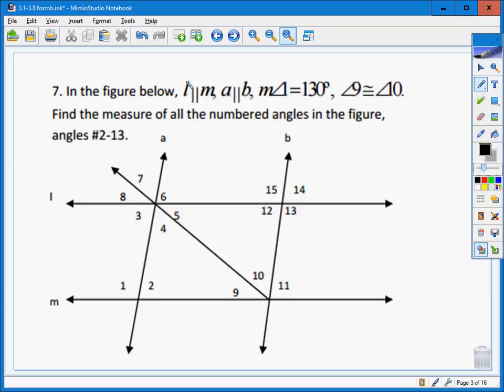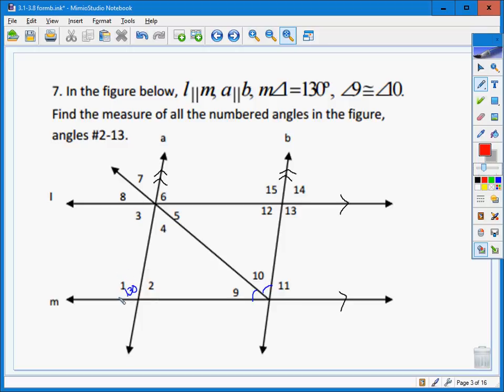When you get a problem like this, make sure that you mark which lines they've told you are parallel, because that helps you determine which angles can be equal to each other. So A is parallel to B and L is parallel to M. They told me that angle 1 was 130 degrees. And they told me that angle 9 and angle 10 were actually equal to each other. So I've marked those two as being equal. And I really would just encourage you, just go through and try to figure out the pieces that you do know.